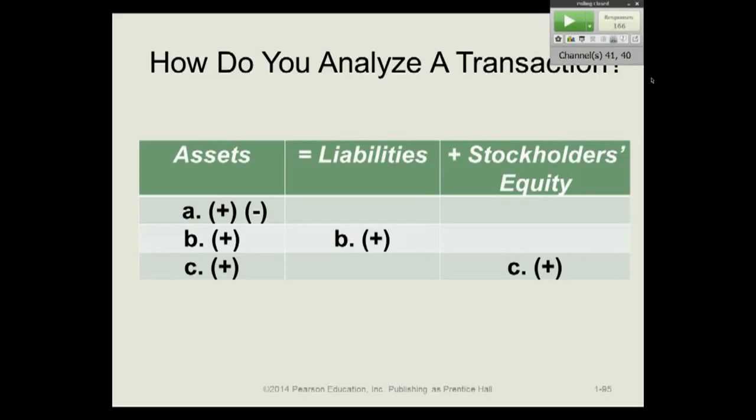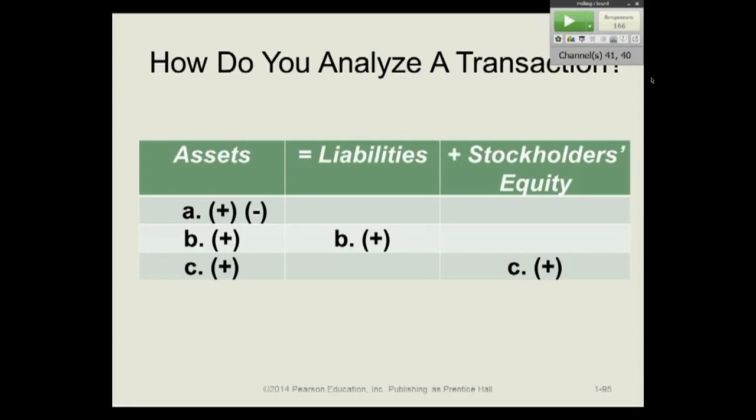How about, give me another example. Can anyone think of another example for C? What increases equity and inflows resources? Revenue, right. That could be a sale. So if you sell something, you're going to have an inflow of assets. Remember, the definition is strict. Revenue is an inflow of assets or a reduction of a liability. And the reduction of the liability was the discussion we just had before about those unearned revenues.